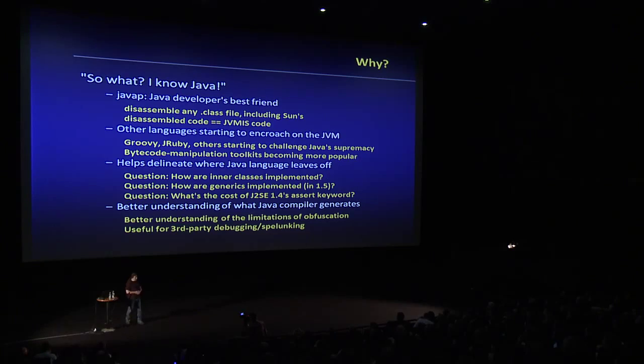So at the end of the day, you really, really want to understand what bytecode looks like because you need to be able to see what's coming out of your compiler. And I'll give you three questions. These are a bit dated, but they're still important. How are inner classes implemented in the JDK? I mean, think about this for just a second.